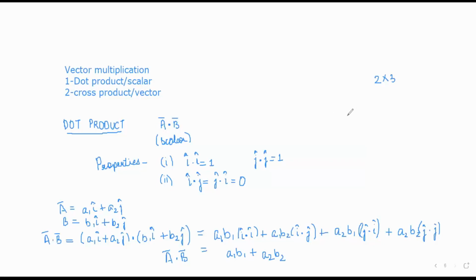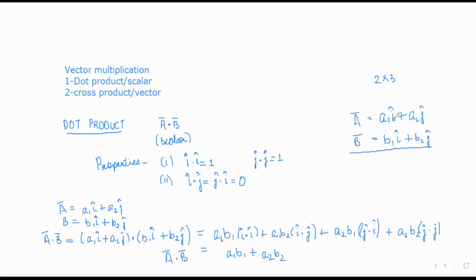I don't want to erase this result. We will do it here only, because I want you to know that the results are the same. So let's suppose this is our A vector, a1 i plus a2 j, and this was our B vector, which is b1 i plus b2 j. So for calculating A dot B, we can simply write it in this way, like the components corresponding to the i cap vector will be written one below the other, and here j cap also one below the other.